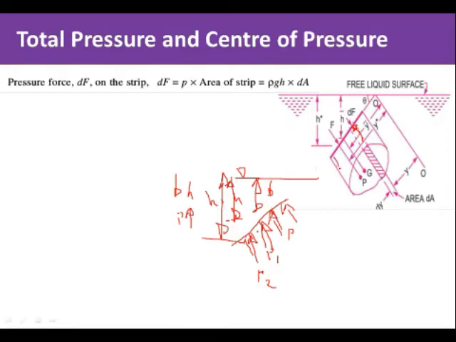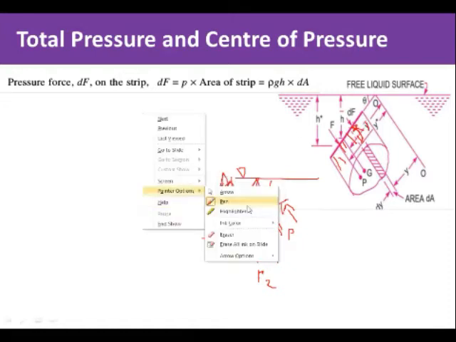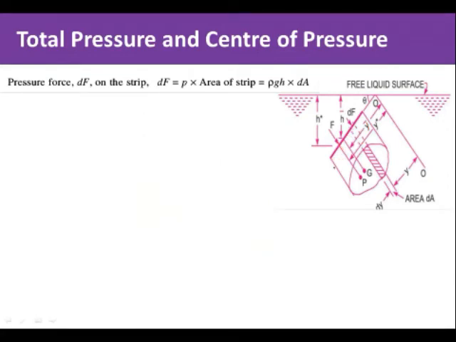So different forces are acting on all the different points on the surface. In order to find the total pressure force acting, we are supposed to integrate the above equation, that means rho g h dA, with the limits of the lower and upper surface, h1 and h2. So in order to find the total force acting, we are going to integrate this dF.